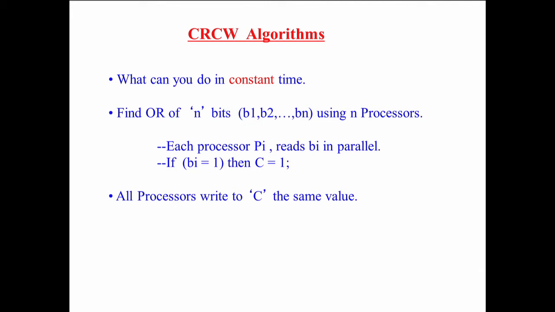Okay. Now let us do the last part, the next 5 to 10 minutes, which is indeed a bit more complex. So I can do the OR of n bits in constant time, I can do the AND of n bits in constant time, and all the processors that write into that common location, in this case it was C, write the same value. So it is very clearly suited for the CRCW PRAM model.